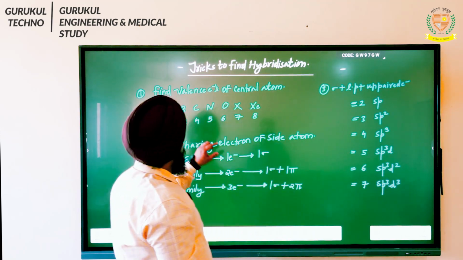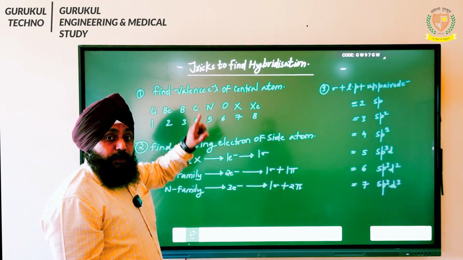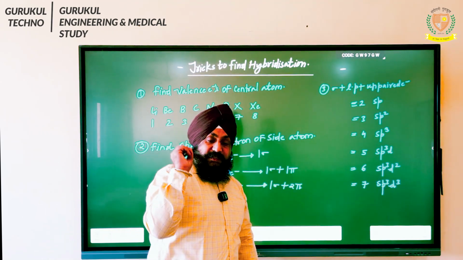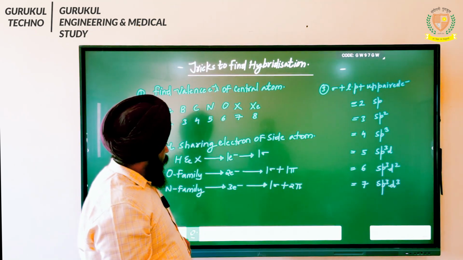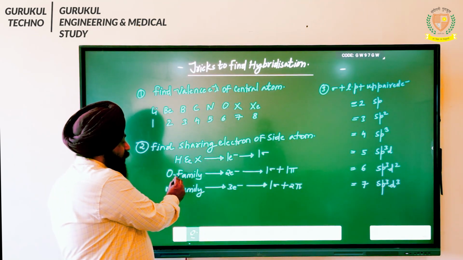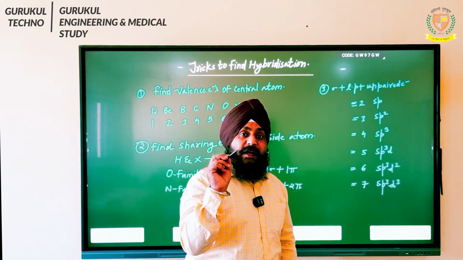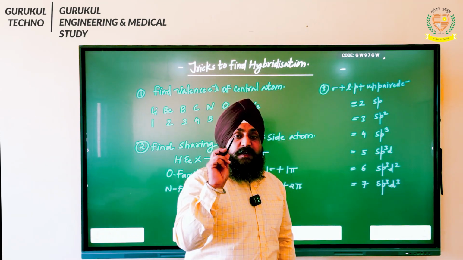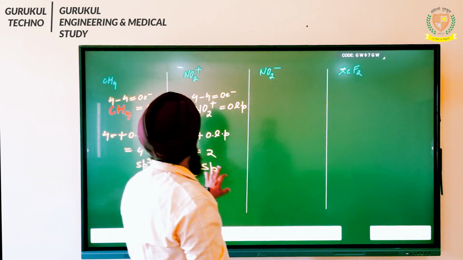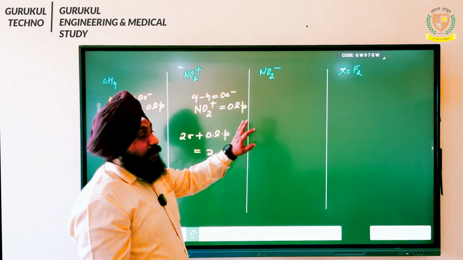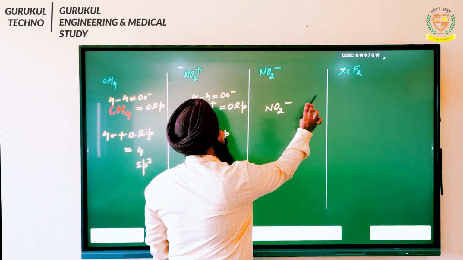So students, what we have seen is, with nitrogen, its valence electron was 5. Since it was positive on NO2 plus, we have removed 1 electron, so it became 4. Since the side atom was oxygen, 1 oxygen will share 2 electron. So it was 4 minus 4, so it was 0 electron, 0 lone pair. So students, we have got the answer as sp hybridization. Now students, we will go for NO2 minus.